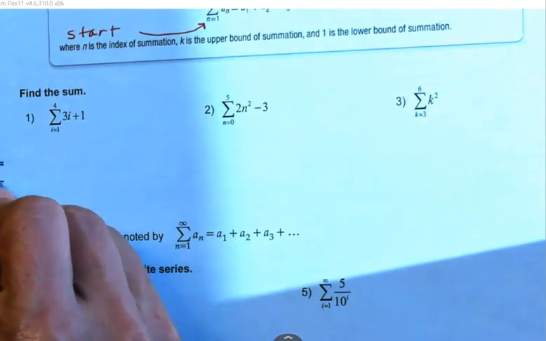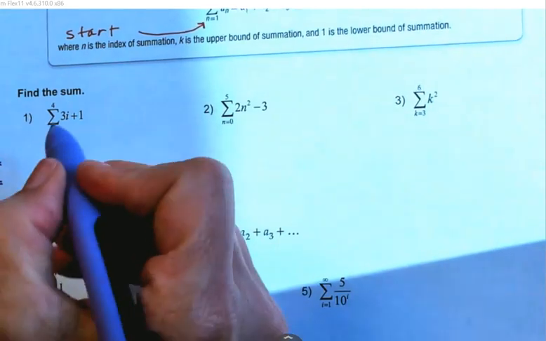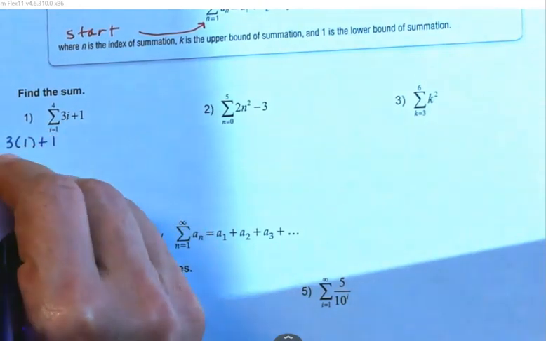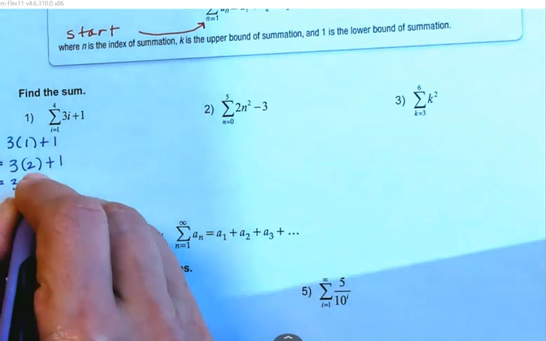And remember, with these sequences, the subscripts are the inputs for the letter. So that 3i, that's going to be 3 times 1 plus 1. Then 3 times 2 plus 1. 3 times 3.